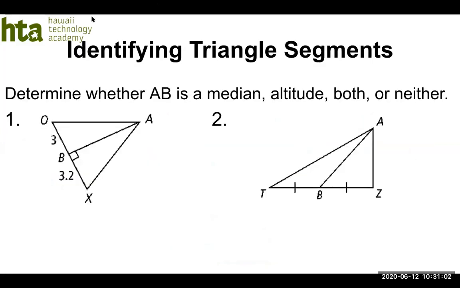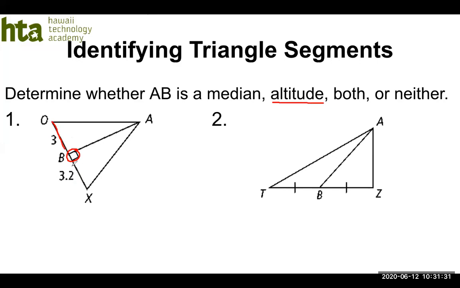Let's now identify them, looking at evidence. All right, AB, is it a median, altitude, both, or neither? Okay, so number 1, I see a right angle. So right off the bat, that tells me altitude. Let's rule out median though. Median means it has to be a midpoint. Since this has a distance of 3 and this has a distance of 3.2, they are not congruent.